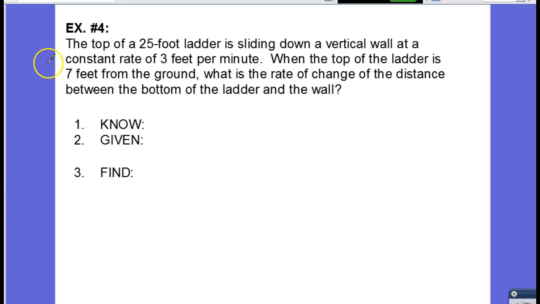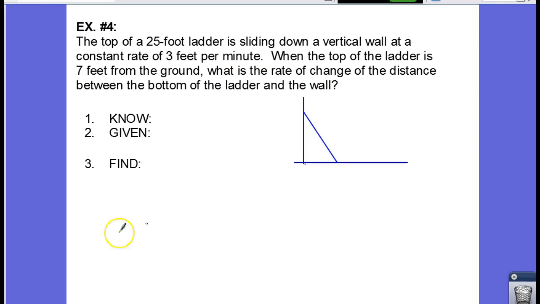In example 4, we have the top of a 25-foot ladder sliding down a vertical wall at a constant rate of 3 feet per minute. When the top of the ladder is 7 feet from the ground, what is the rate of change of the distance between the bottom of the ladder and the wall?